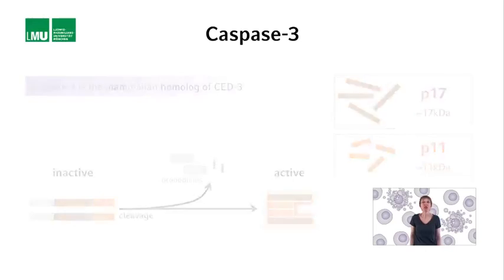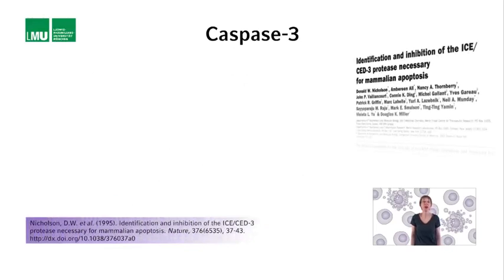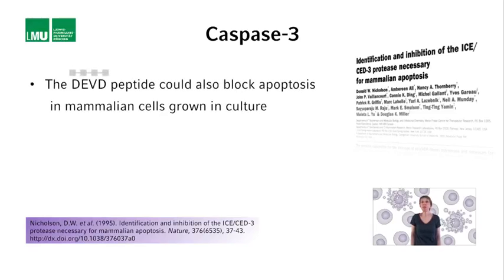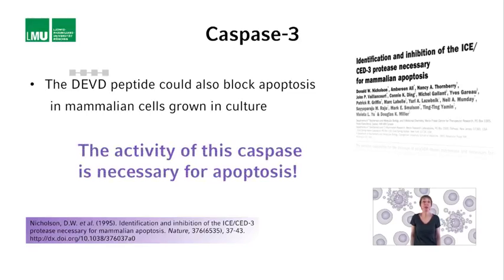The identification of caspase 3 was published in 1995 in the journal Nature. And one additional important finding reported in this publication was that the DEVD peptide, which they found blocked the ability of caspase-3 to cleave PARP in vitro, could also block apoptosis in mammalian cells grown in culture. This was a significant finding as well. It demonstrated that the activity of this caspase is necessary for apoptosis.